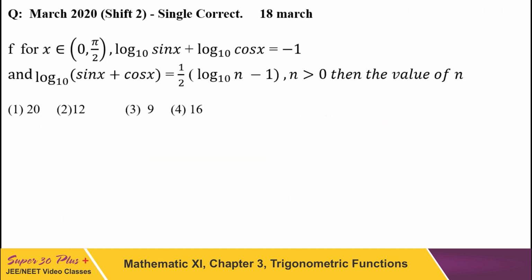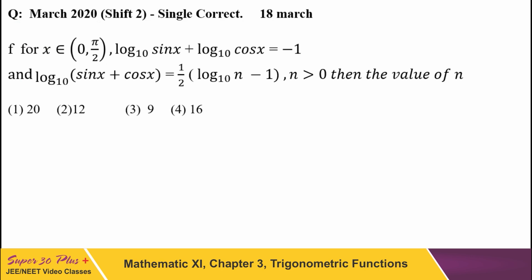Students, let's see one question. For x belongs to (0, pi by 2), log base 10 of sin x plus log base 10 of cos x is equal to minus 1, and log base 10 of (sin x plus cos x) is equal to half times (log n base 10 minus 1), where n is greater than 0. Then the value of n is: options 1, 2, 3, 4 are here.